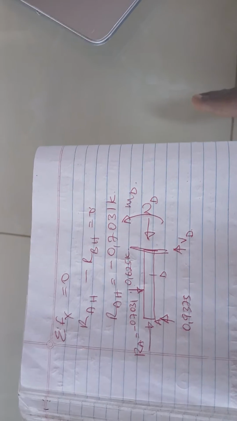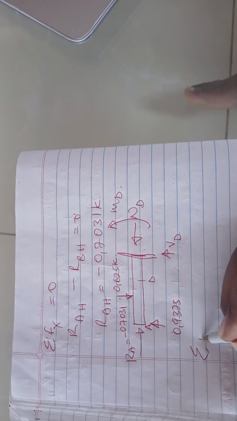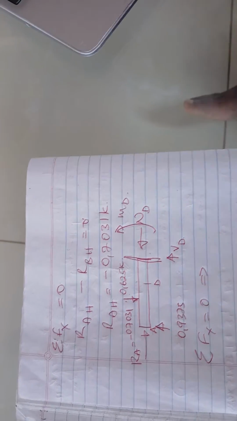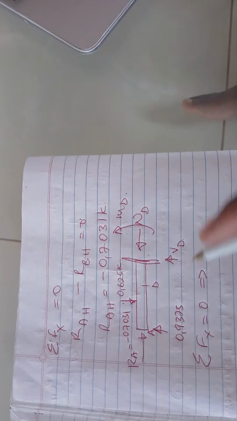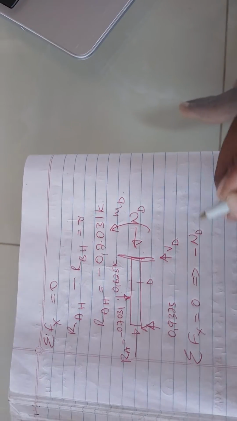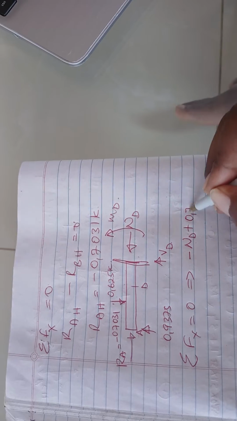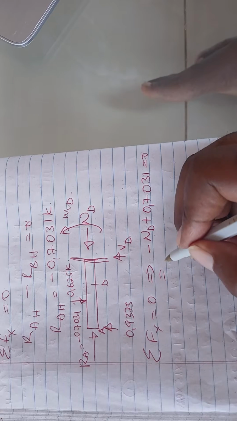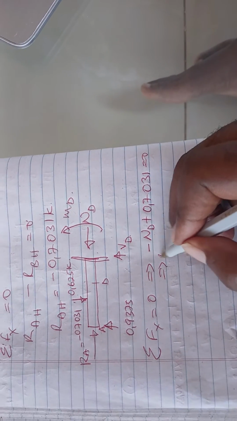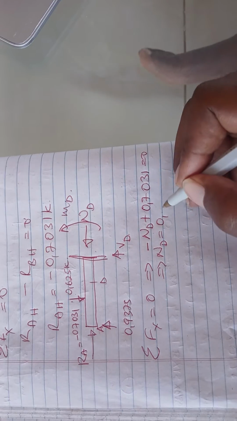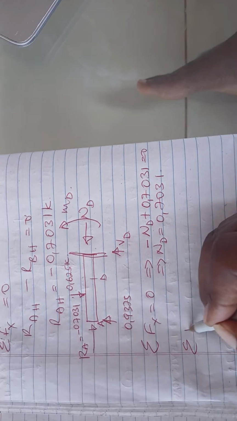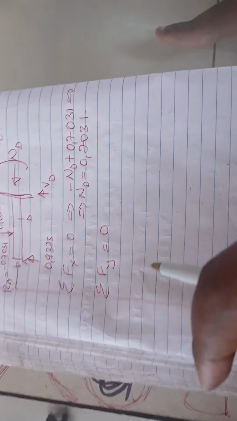We can now have our equations. The summation of the forces in the x being equal to 0 implies that here we can calculate minus ND plus 0.7031 is equal to 0, which implies that ND is equal to 0.7031. Then we can also do the summation of the forces in the y direction being equal to 0.